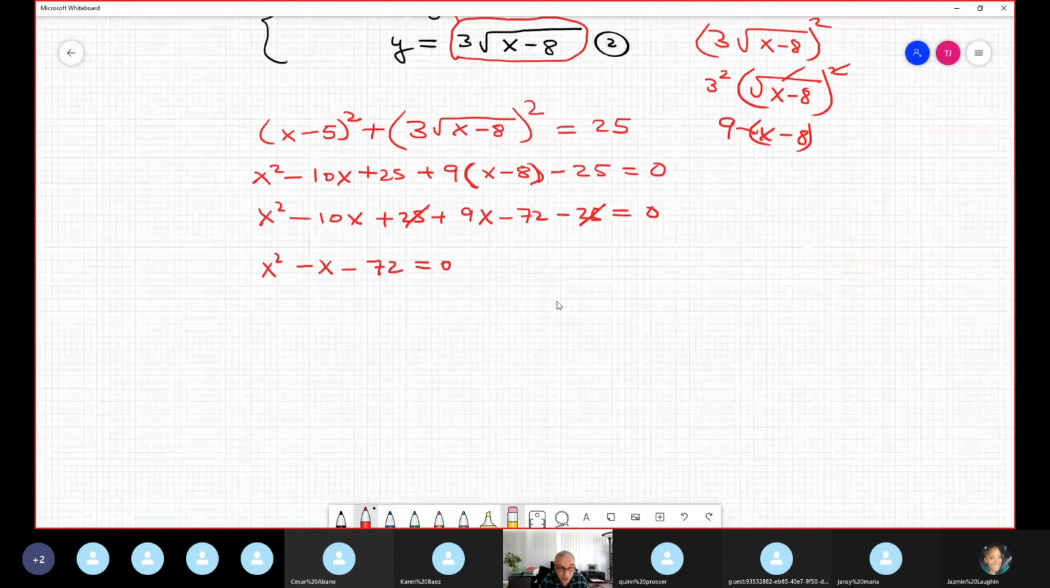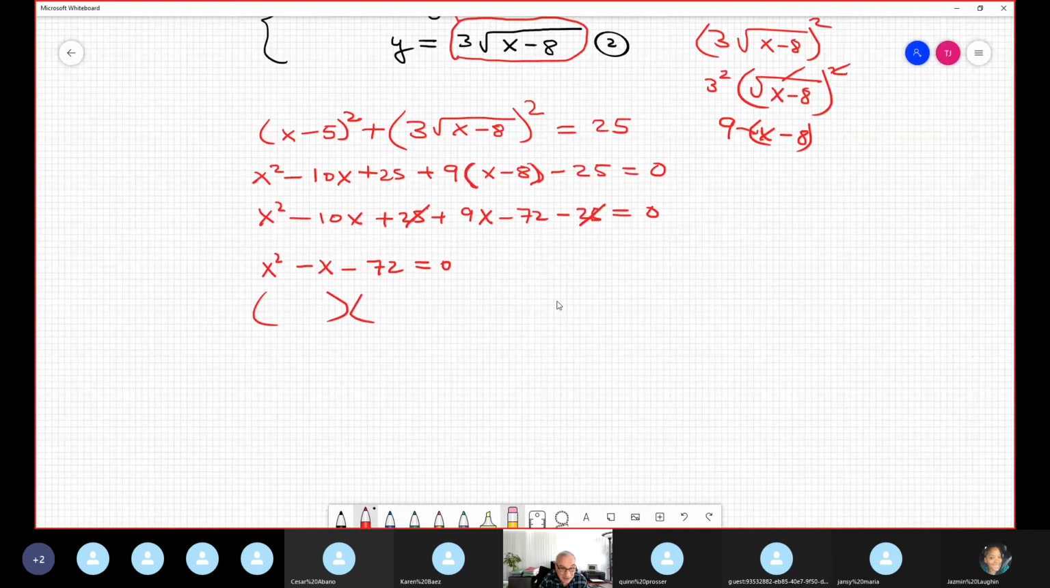In this case, factorization is super easy because the combination is 9 and 8. 9 times 8 is 72, and 9 minus 8 is 1. Negative and positive, different sign. One solution is 9, and one solution is negative 8.